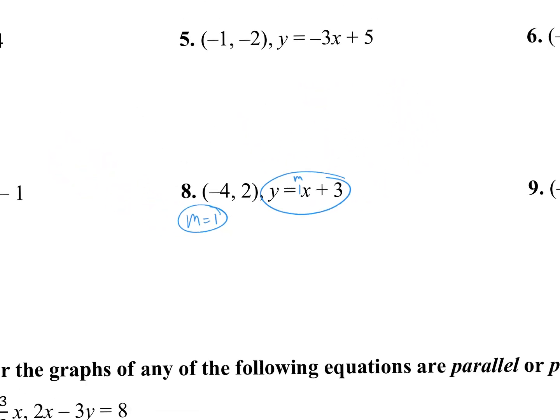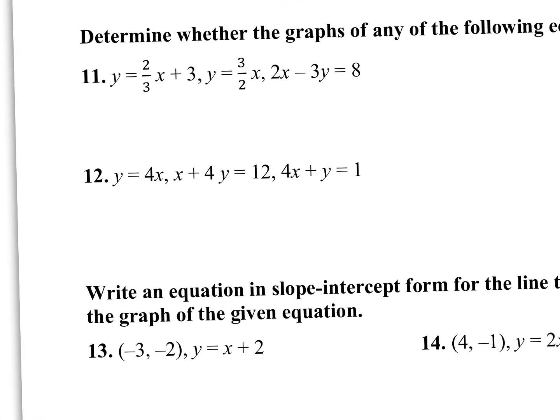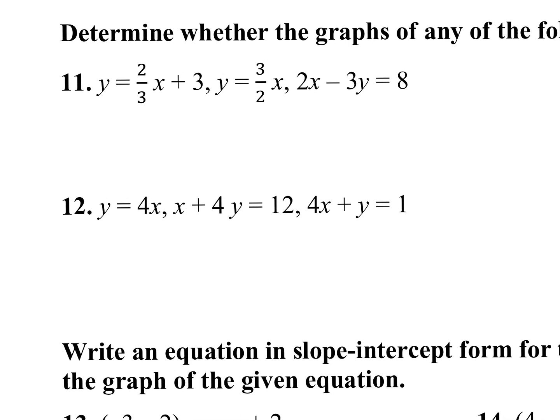I apologize for the long video. I do want to just cover a couple more sections. Right here in the middle says determine if they're parallel, perpendicular, or neither. So you first have to make sure that they're all in slope-intercept form or point slope form. This one's in slope-intercept, the slope is 2/3. This one's in slope-intercept, the slope is 3/2.